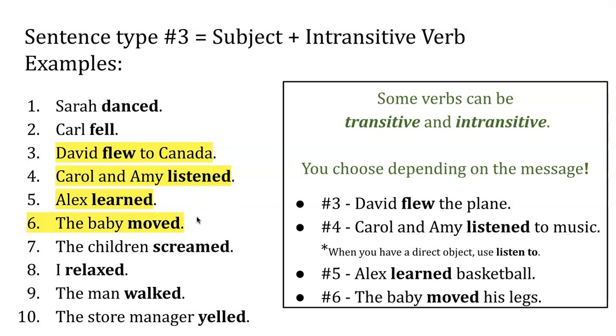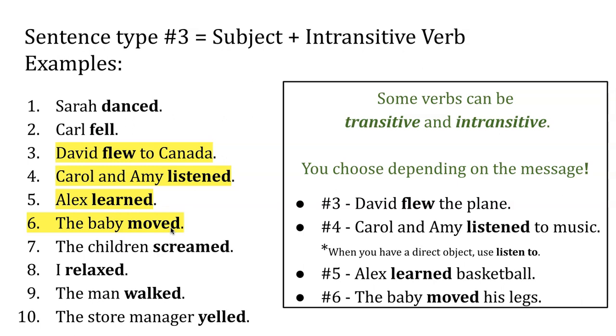Number 6, the baby moved. The baby moved here is an example of an intransitive verb. The baby moved. We don't know what the baby moved, and that's okay. The baby moved. We're just saying this happened.